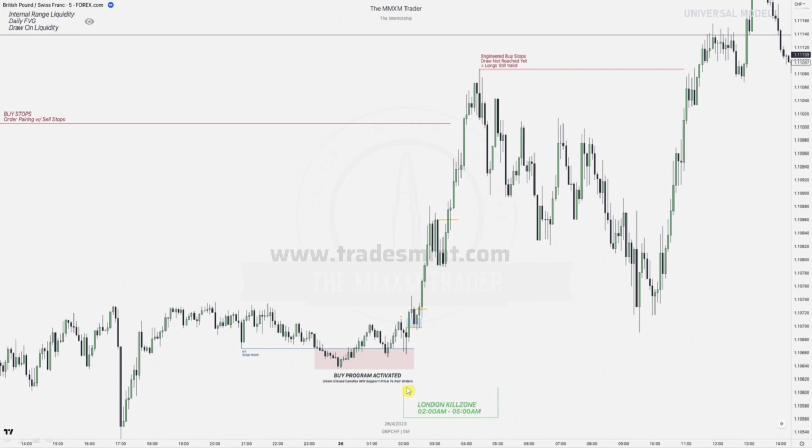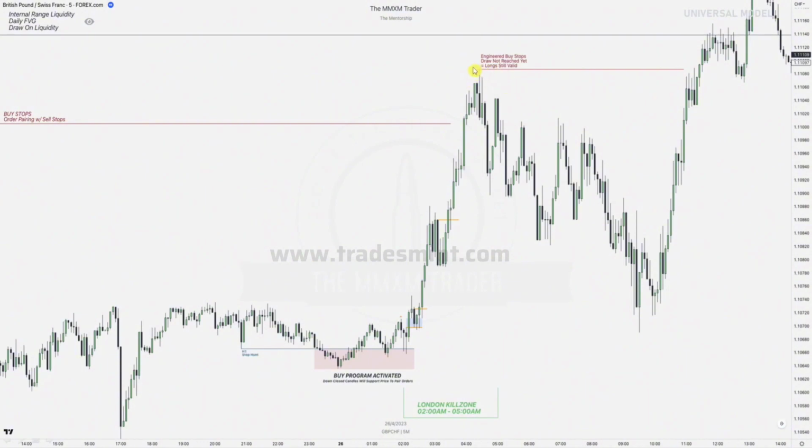So now all down close candles should support the price up higher, right? So we can see that over here, got a bullish order block, another one formed over here, and this is all inside the kill zone, right? So that's important. Price moves up again, forming another bullish order block, continues up again, hitting those buy stops for order pairing with sell stops.